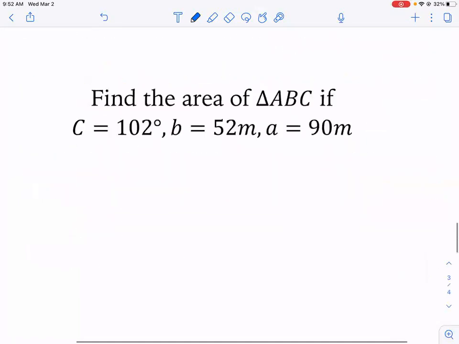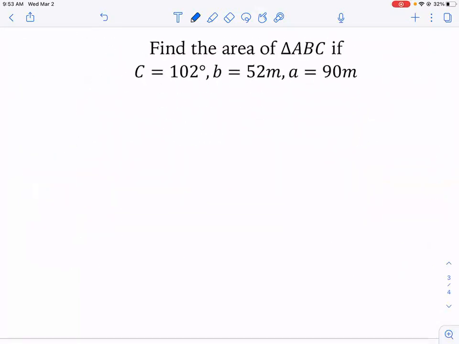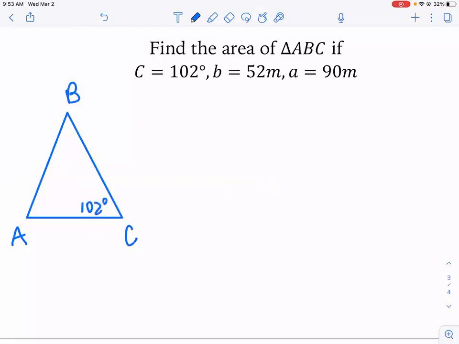Okay, so we're gonna do one example. We're gonna find the area of this triangle where angle C is 102 degrees, side B is 52 meters, and side A is 90 meters. Now, I'm always going to draw a triangle. Rarely is my triangle going to be drawn to scale. I don't know exactly how big the triangle is. I accidentally drew an acute triangle and I totally have an obtuse angle. If that bothers you, redraw it. But I really just want a visual of where my sides and where my angles are.